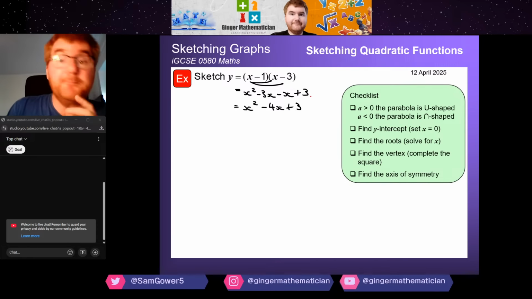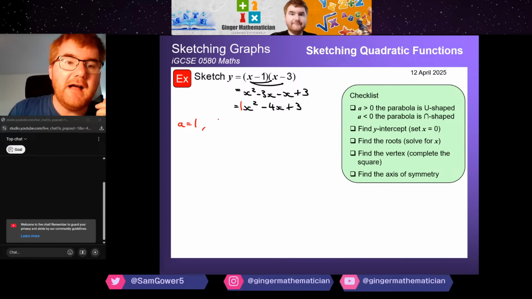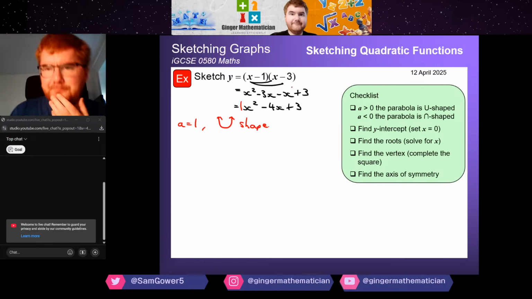Which is pretty useful in order to work out all these different things. Now notice we've got a 1x squared here, so a is equal to positive 1. So we've still got a happy face here. Perfect here. So a U shape. I like happy face, it's nice.